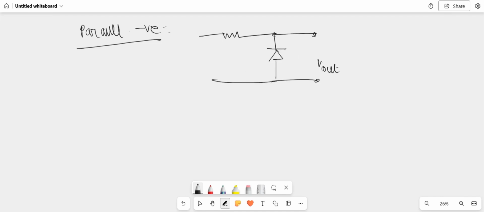This is the V out. This is the input AC source, V in. This is a resistance and this is a diode.